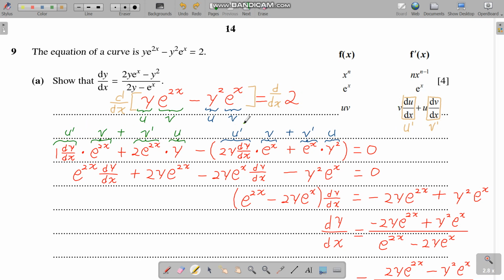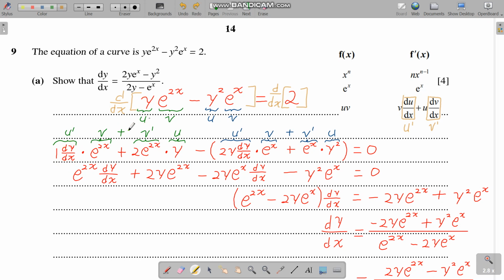So for the first term here, the u is y, the u prime is 1 dy/dx. When we are differentiating y with respect to x, just like when we differentiate x with respect to x we get 1, but since we use different letters, this is y, this is x, we have to multiply by dy/dx. So if this is, for example, z, we have to multiply by dz/dx.